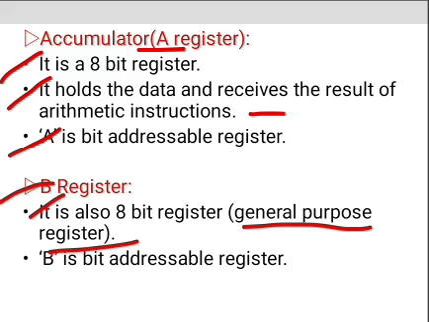In division operation, it holds the 8-bit divisor, and after the operation, the remainder is stored in the B register. The B is also a bit addressable register. For other instructions, it can be used as an 8-bit general purpose register.